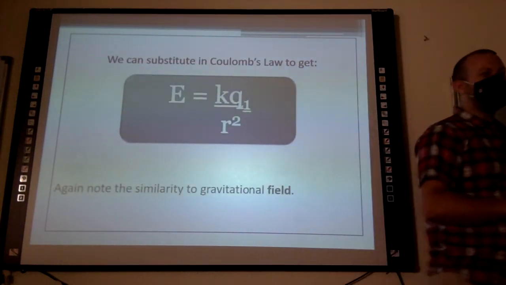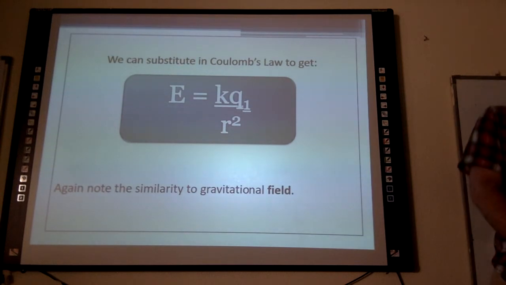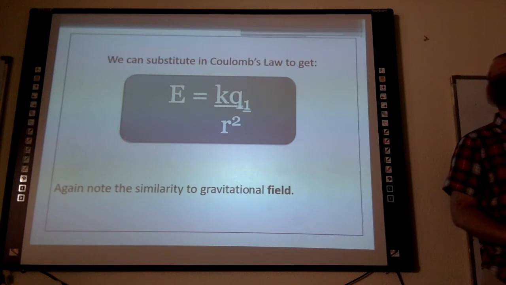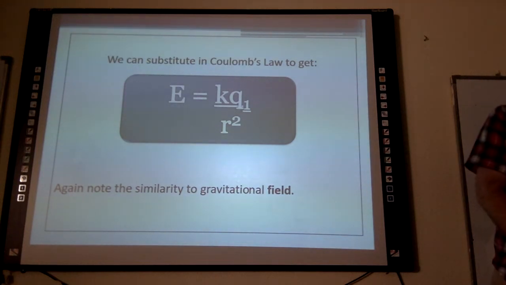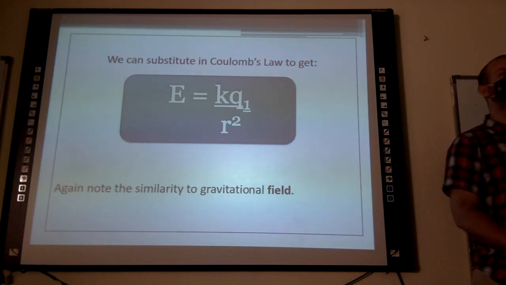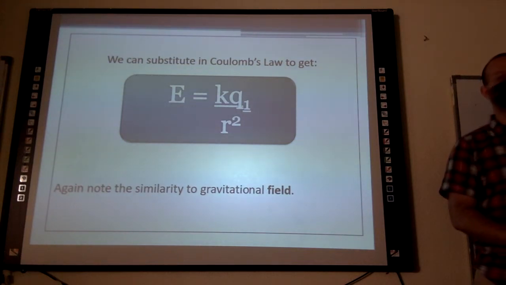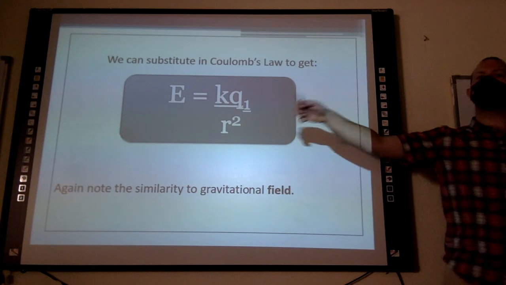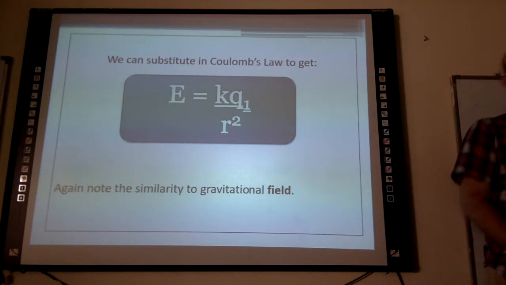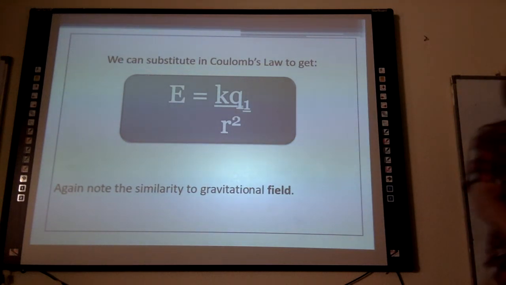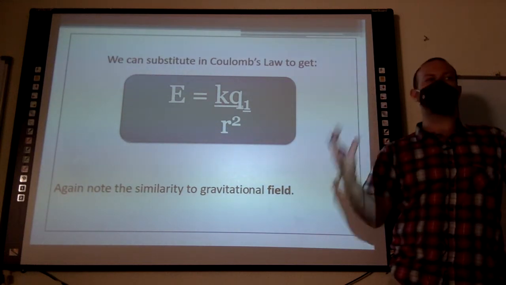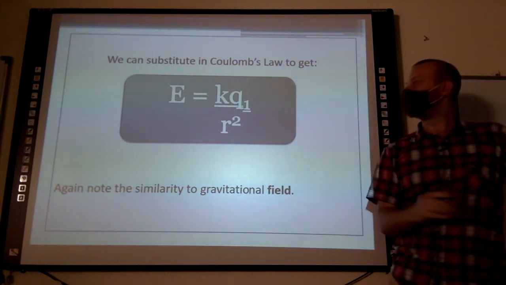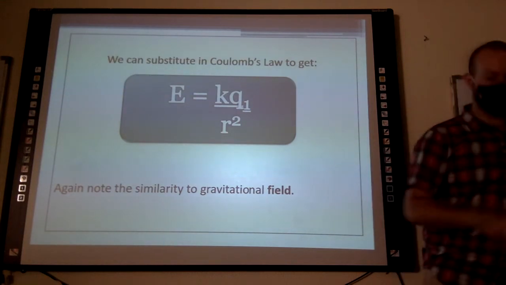So substituting in the equation we learned last week, we plug in what the electric force is, and we end up with this equation: E = kQ1 over r squared. Again, this is very similar to our gravitational field, where Q1 is the charge that is causing the electric field. If you remember with gravity, this was mass 1, and that was the mass of the object that was creating the field strength. So now it's the charge that's creating that field strength. Yeah?